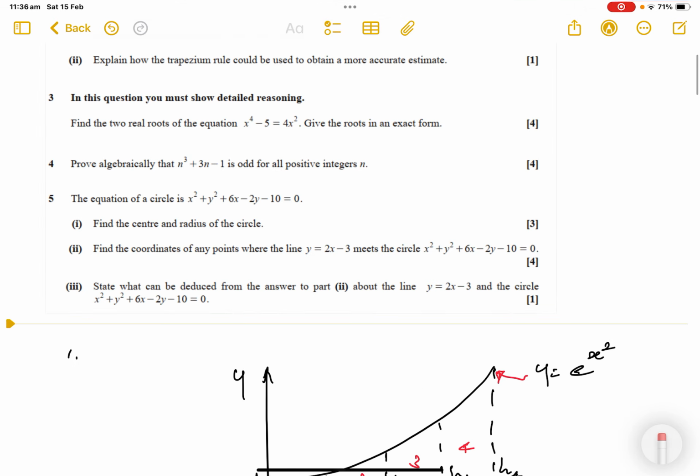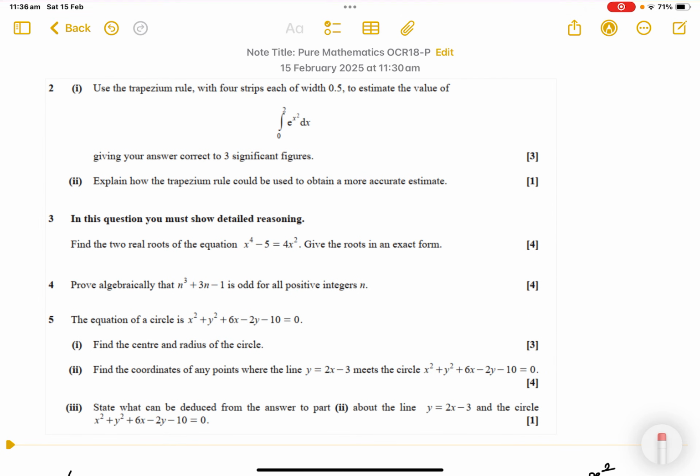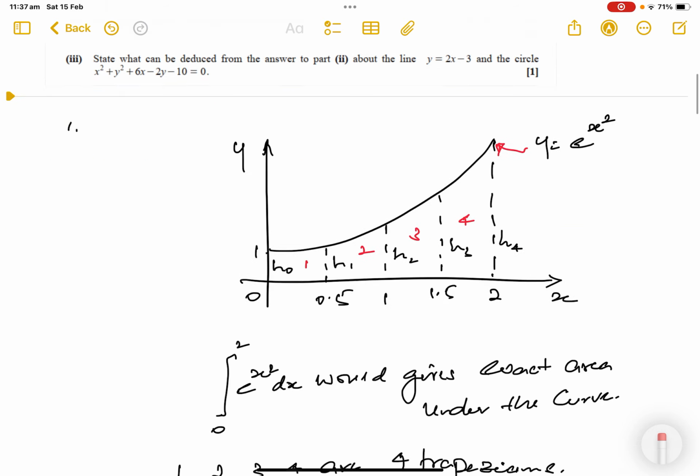Next one. The question is, in this question you must show detailed reasoning. Find the two real roots of the equation x to the power 4 minus 5 equals 4x squared. Give the roots in exact form.